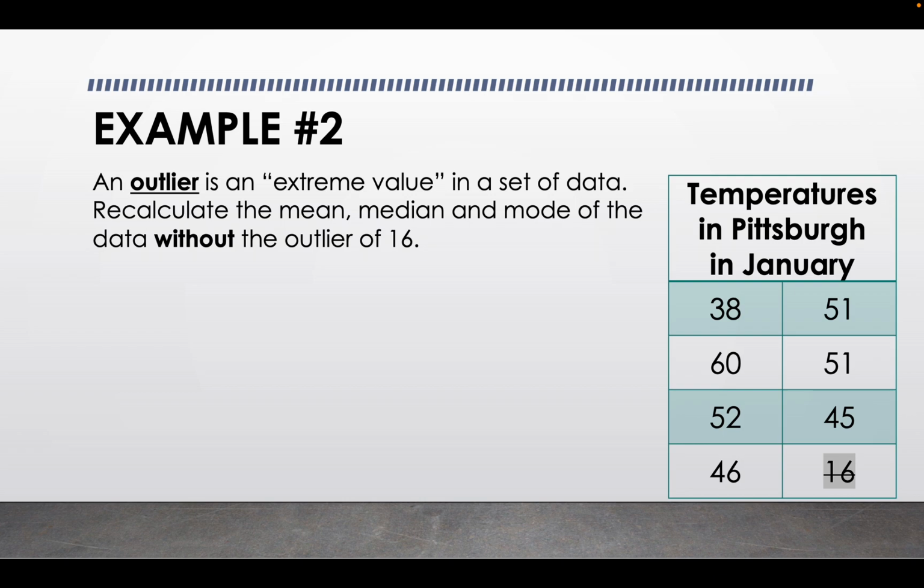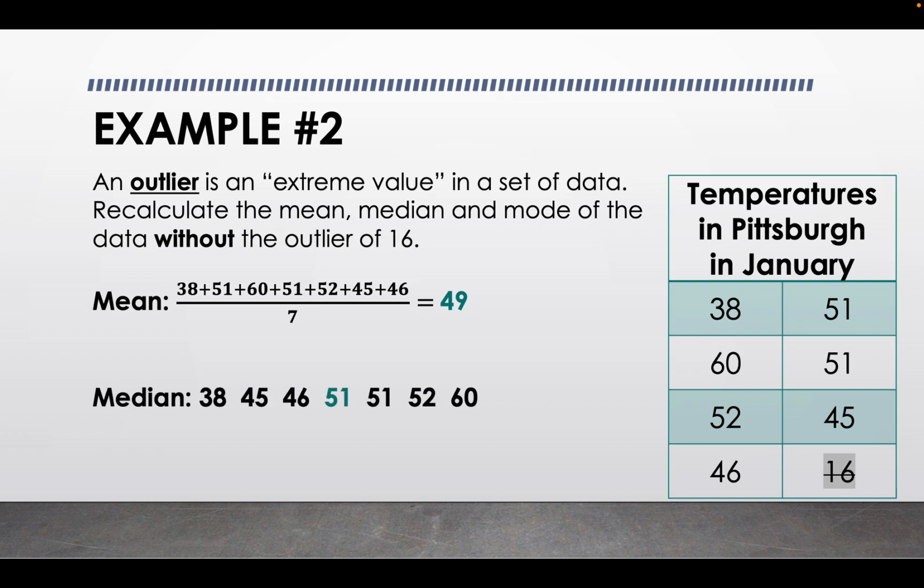Now we're going to recalculate the mean, the median, and the mode without the outlier of 16 as part of the data set. So this time we're going to add up all the numbers except 16 and divide by 7. That is a mean of 49. The median now, if I take the 16 out, is 51 because that is directly in the middle of the 7 numbers, and the mode is still 51.